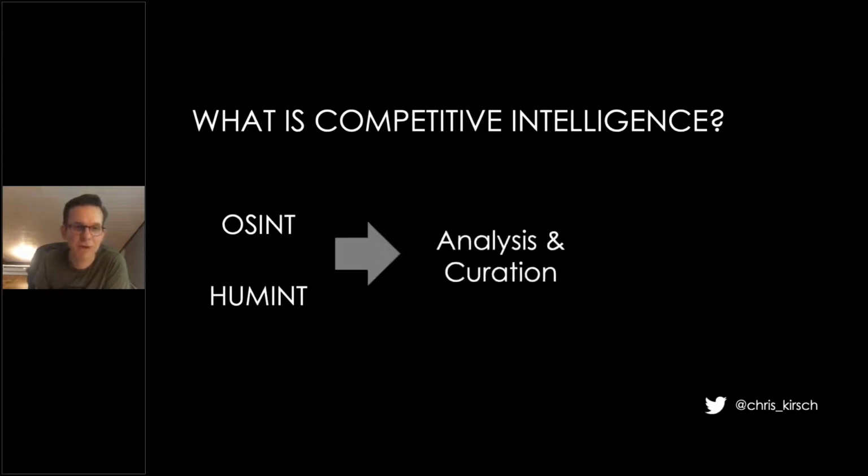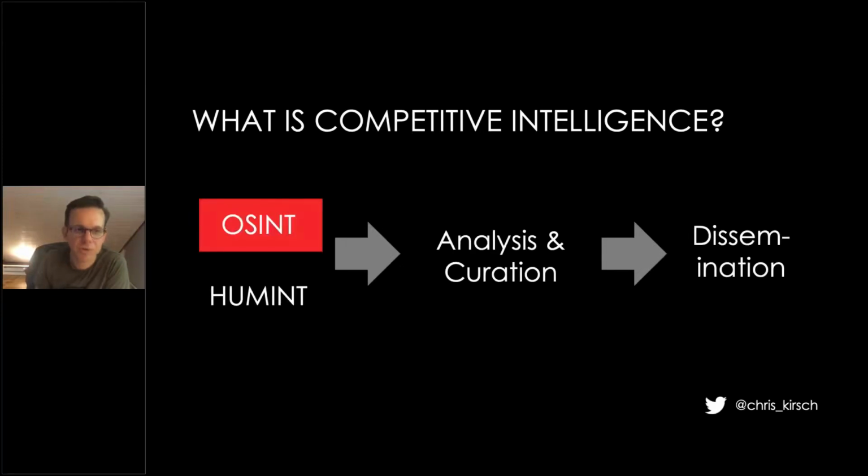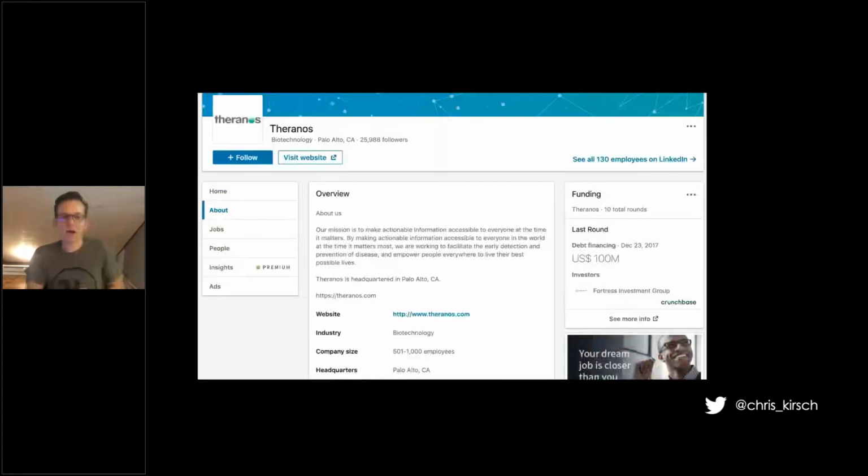And then you take all of that knowledge, you analyze it, and you curate it. And then you need to disseminate it to the people that want to use it. So internally, that would be your sales team for battle cards. It would be your product strategy team, the marketing team, senior executives, and so on, right? In this talk, we're only going to talk about OSINT, because otherwise we wouldn't get done in 25 minutes. And also, I think the OSINT part is really the interesting one for this conference.